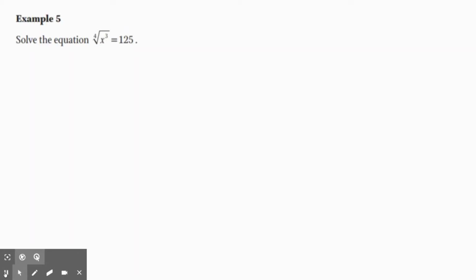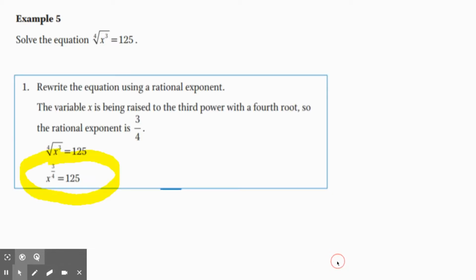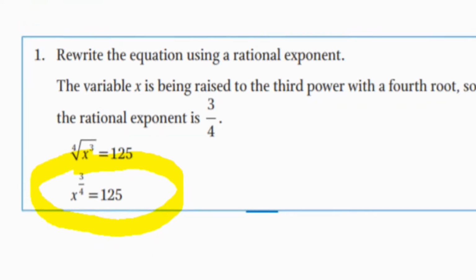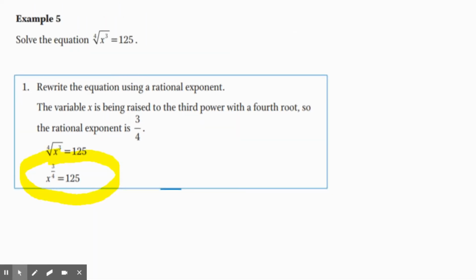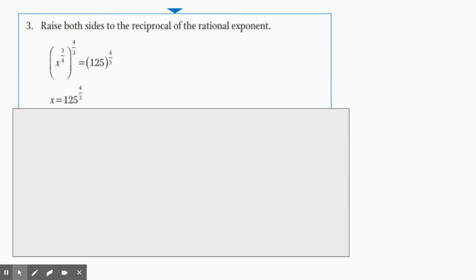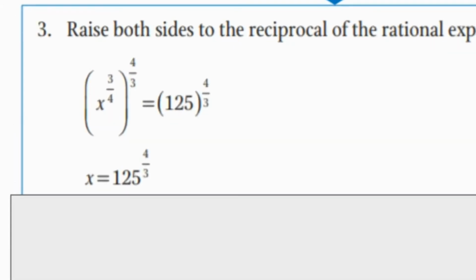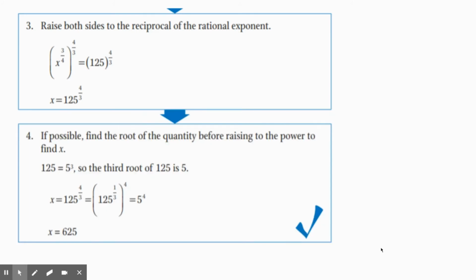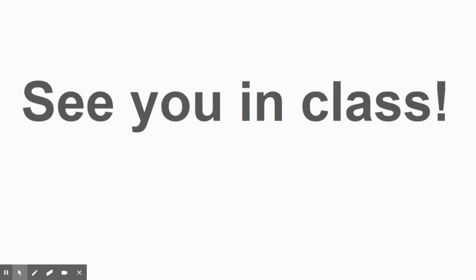Example 5, solve the equation: the fourth root of x to the third equals 125. First thing you should do is rewrite the radical as a rational exponent. So we're going to write it as x to the 3 over 4 equals 125. Now, how do we solve for x? We're going to isolate the variable by raising, you guessed it, to the reciprocal power. So it's x to the 3 over 4, so I'm going to raise it to the 4 over 3 power, which also means I have to raise the 125 to the 4 over 3 power. Again, use those parentheses if you're going to be using your calculator. The answer is 625. And that's going to do it for this section.